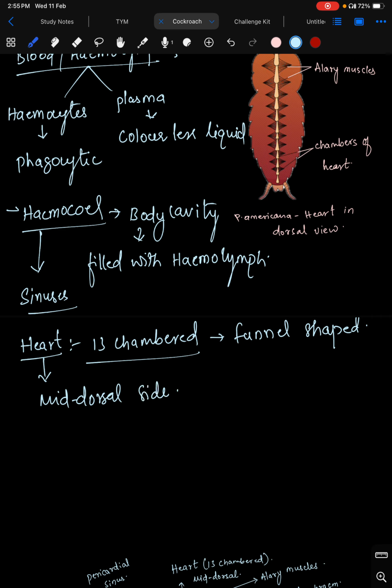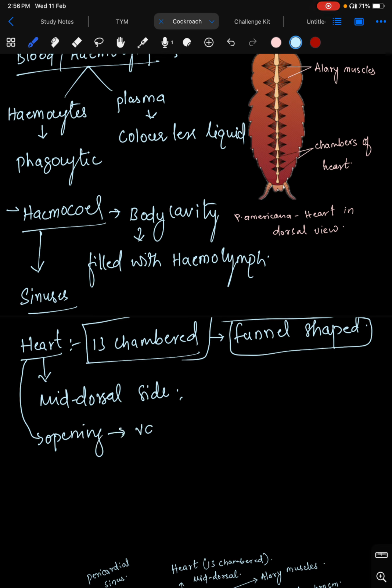As you have seen, what is the main difference between chordates and non-chordates? There are four main differences, and out of four, one is this heart. In chordates, the heart is present on the ventral side of the body, whereas in non-chordates, including the cockroach, the heart is present on the dorsal side. Here a muscular heart is there, with 13 chambers. Each chamber has a funnel shaped structure, and these chambers are connected with the help of openings.